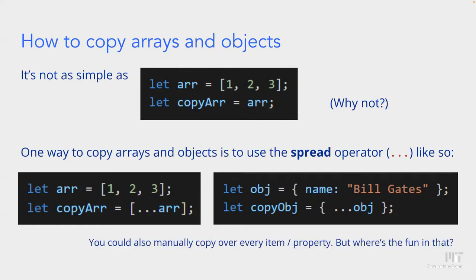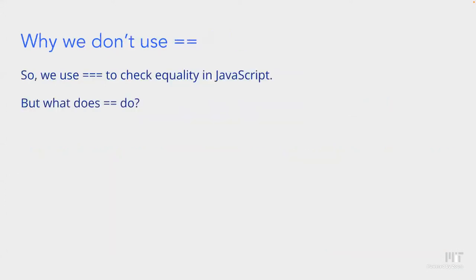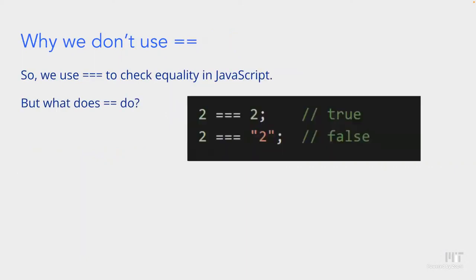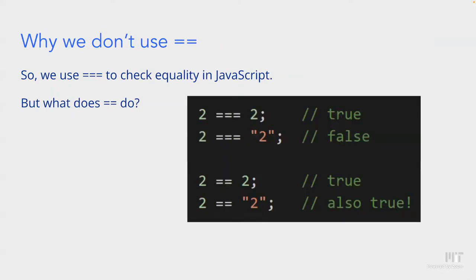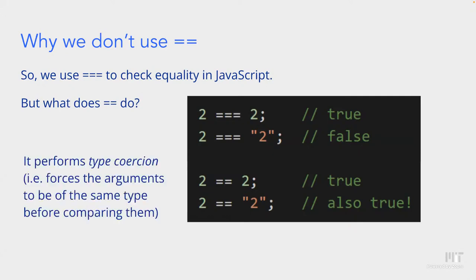And yeah, you can also just manually copy, but it's far easier to do it this way. Okay. And like I said before, we don't use double equals, because double equals allows the number 2 to be equal to the string 2, because it automatically makes sure that the arguments are of the same type. So even though the number 2 is different from the string 2 in type, it automatically forces their types to be similar, and so it just cares about the value.